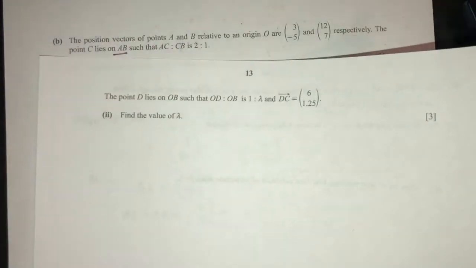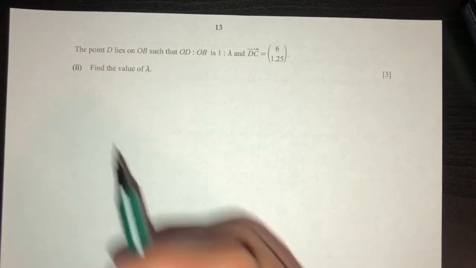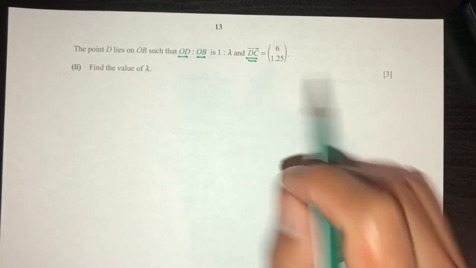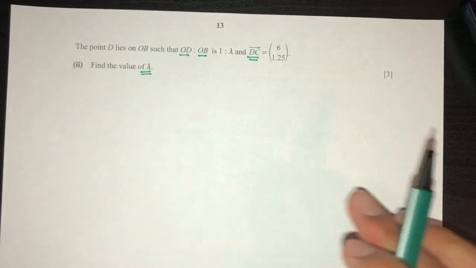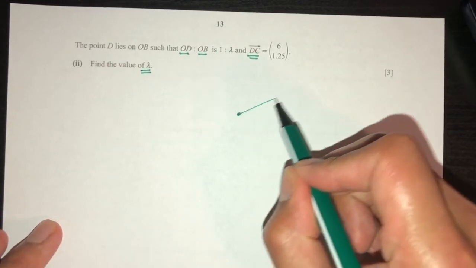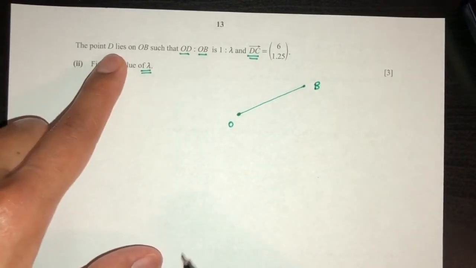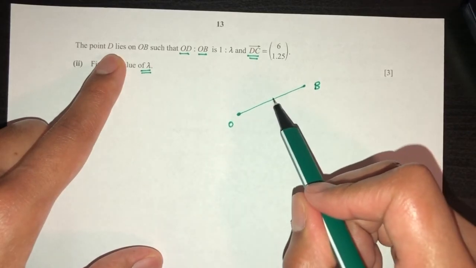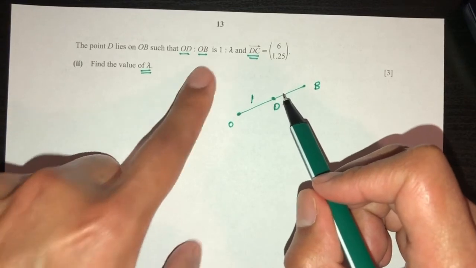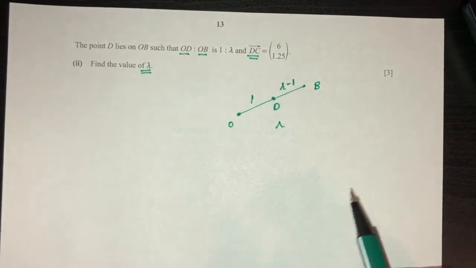So let's move on to part 3. So part 2, sorry. Now the point D lies on OB, okay, such that OD is this. We have DC is given by this. Find the value of lambda. So let's make a drawing so we can understand what's happening here. So we have the point O to B. This is OB. Now the point D lies on OB such that, let's say it lies here. This is your point D. This is 1, and OB is lambda. So there has to be lambda minus 1 for the remaining, right?